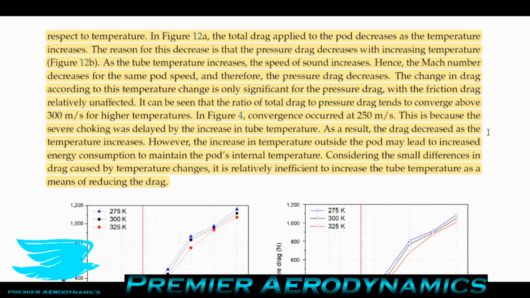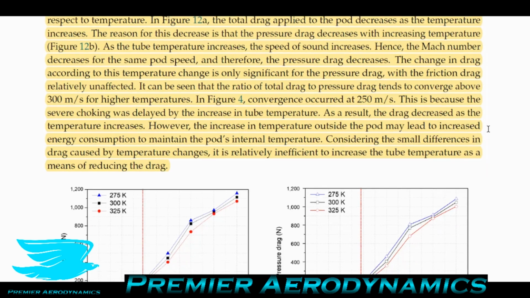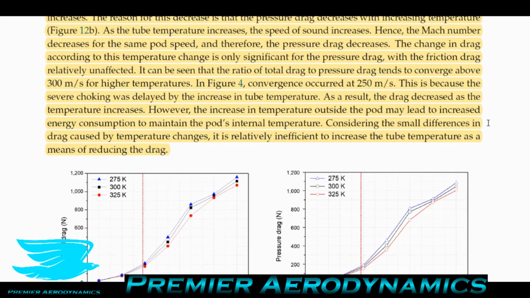So you get a reduced wave drag and reduced pressure drag because of that. So the change in drag according to this temperature change is only significant for the pressure drag, though, with the friction drag relatively unaffected. It can be seen that the ratio of the total drag to the pressure drag tends to converge above 300 meters per second for higher temperatures.